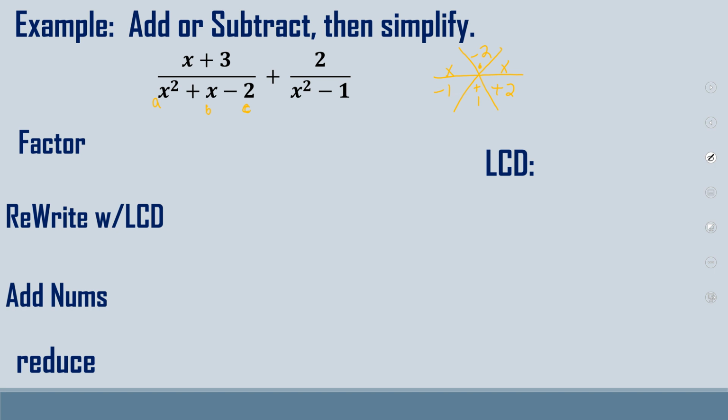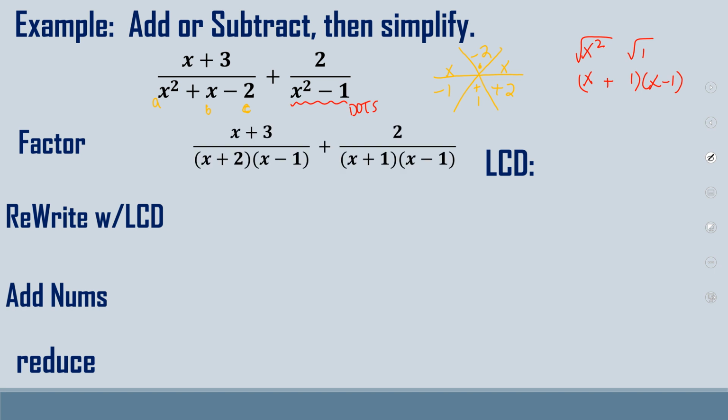And what do you notice about the next one? Did you catch it? The next expression's denominator is a difference of 2 squares. What is the square root of x squared? It's just x. What's the square root of the 1? It's a 1. Because it's a difference of 2 squares, I need an x plus 1 and an x minus 1. Okay, so everything together in factored form. There we go. x plus 3 over x plus 2, x minus 1, plus 2 over x plus 1, x minus 1.